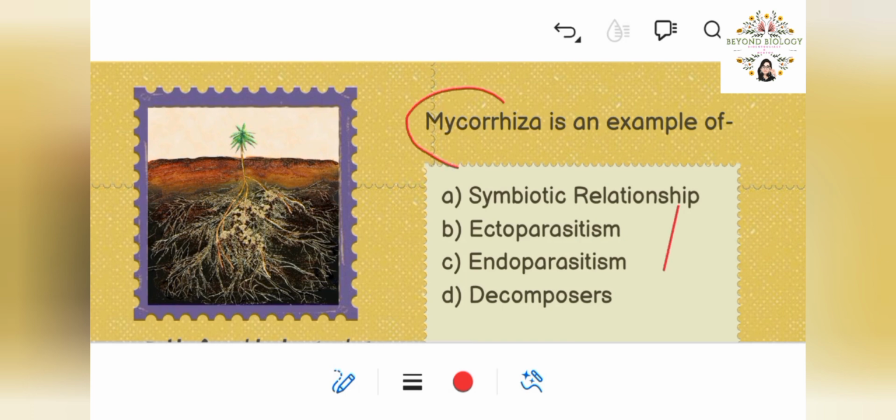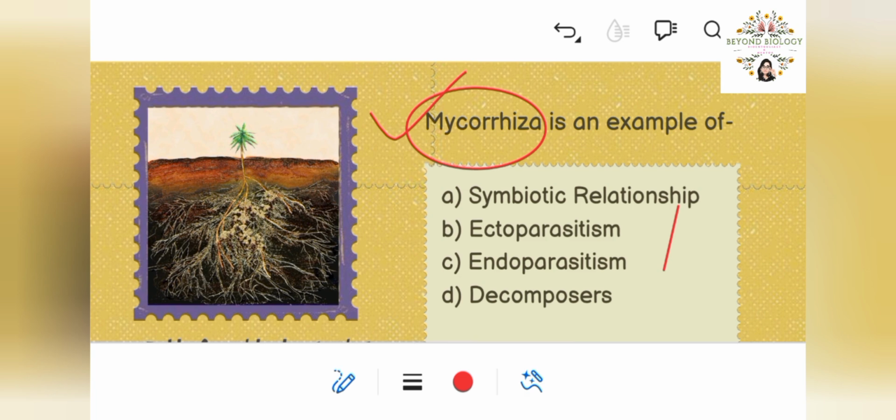Now the questions we will discuss are very, very important from the exam point of view, and this question particularly about mycorrhiza is absolutely important because I have already told you that this topic is very important. The entire species interaction is very important, and particularly mycorrhiza, this question has come innumerable times. Many times it has come in the exam, and it is very important from the exam point of view.